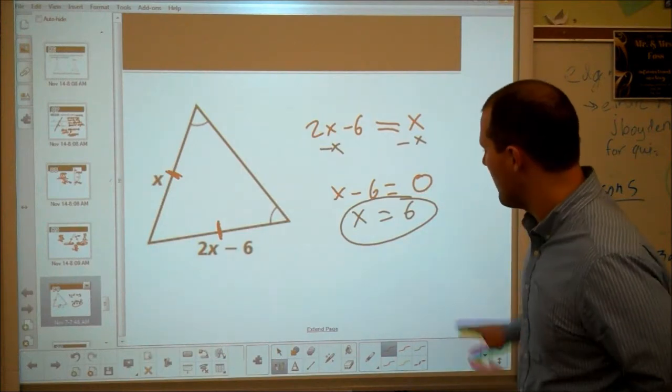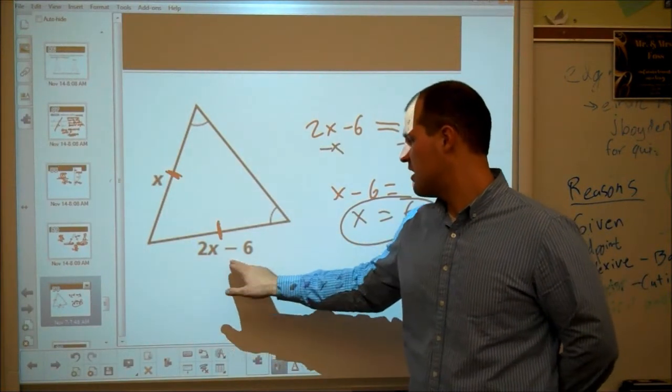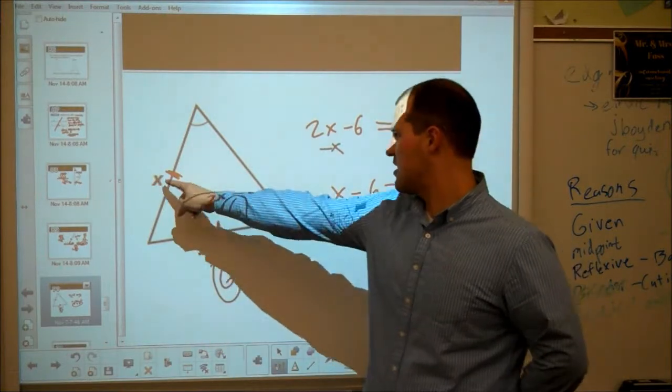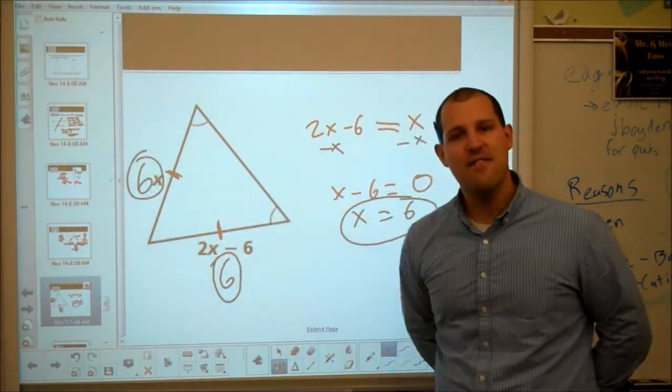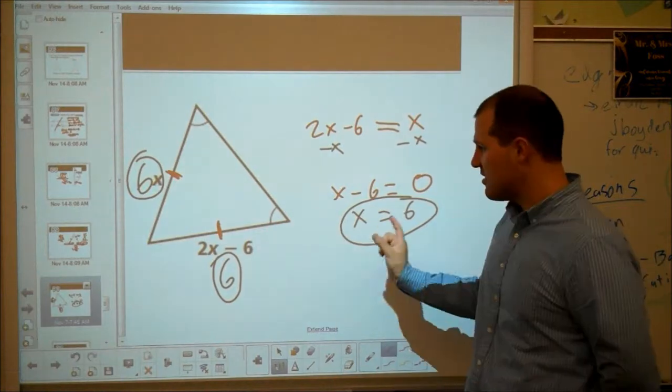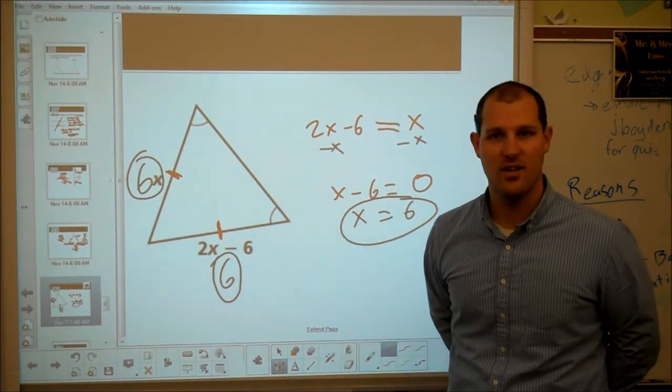If I want to, I can plug it back in. I can do 2 times 6 minus 6, that's a grand total of 6. Plug in a 6 there, that's also 6. That verifies that my result was right. So x is 6, and each side length is also 6.